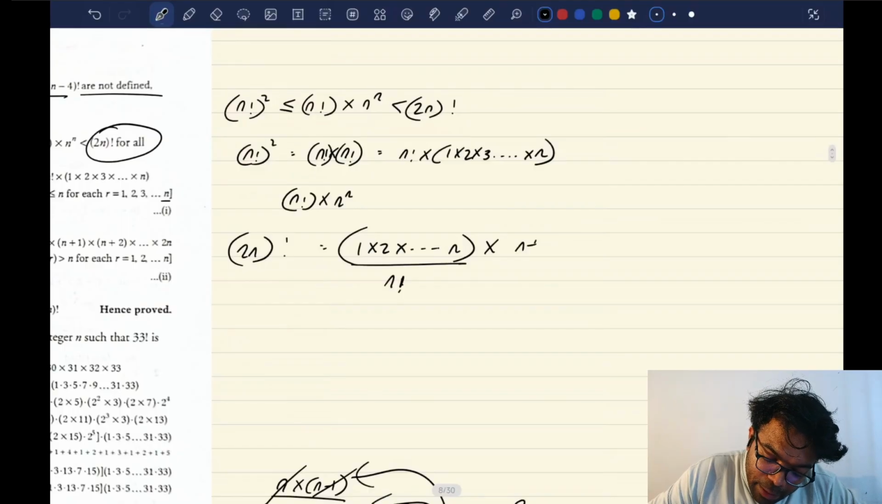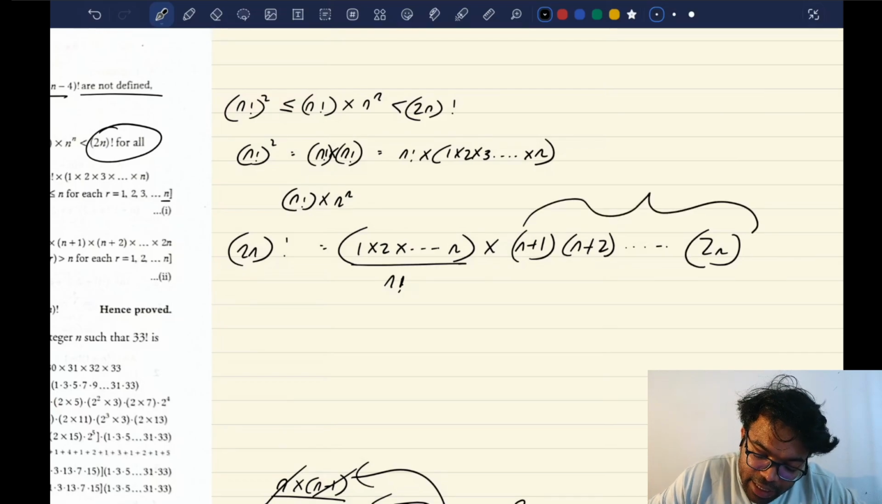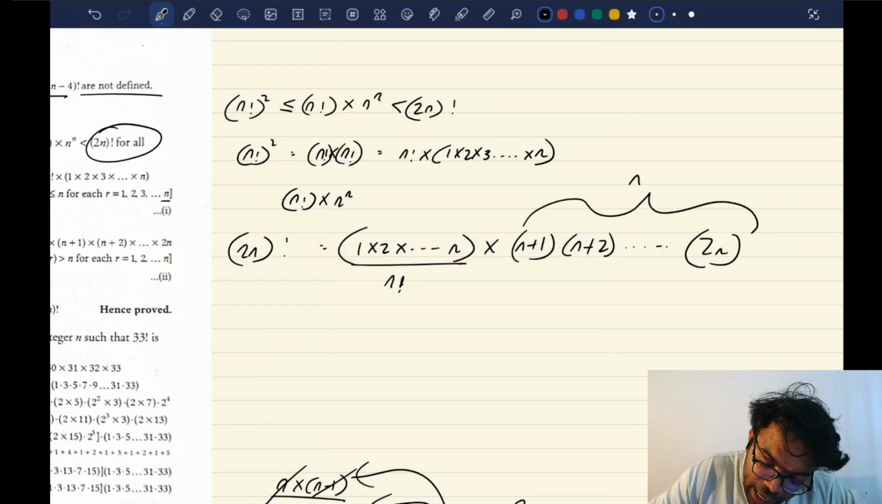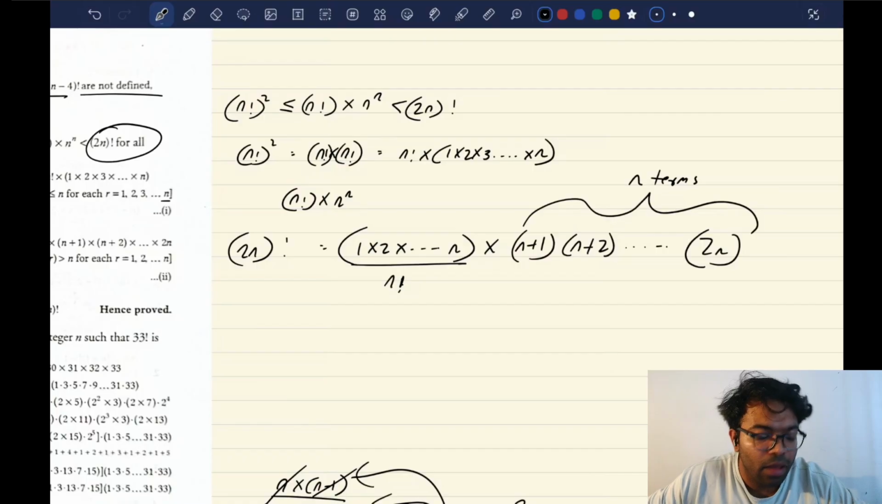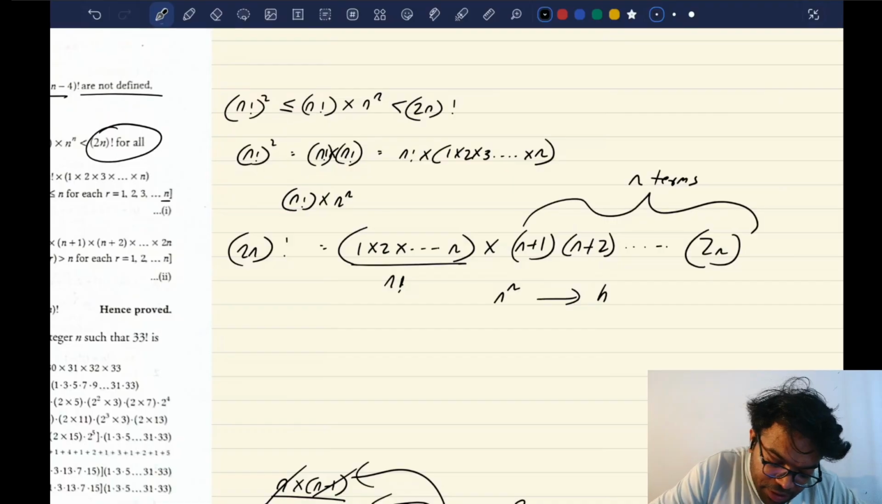Multiplied by n plus 1, n plus 2, up to 2n factorial. How many n's are there here? There are n terms here. n squared, n to the power n, has how many terms? This also has n terms.